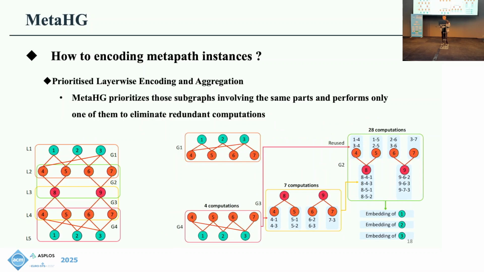We further present a prioritized layer-wise encoding and aggregation method. For the case of special metapaths that have identical paths, we can reduce computation further. We prioritize those subgraphs involving the same path and perform only one of them to eliminate the redundant computations. In this example, the AP path and the PA path are identical. We only compute one of them, and the total computations are reduced to 39.